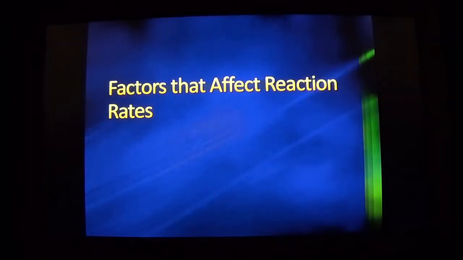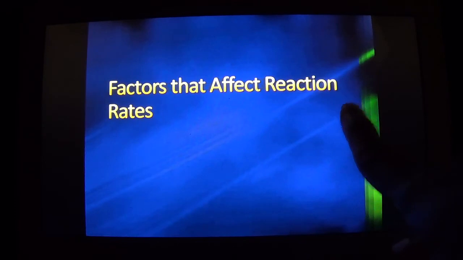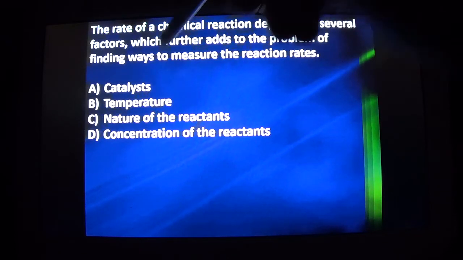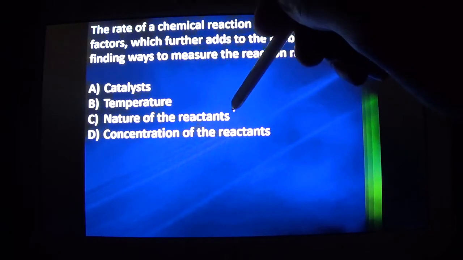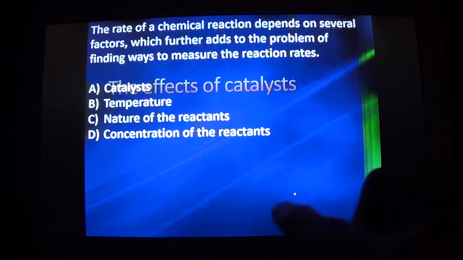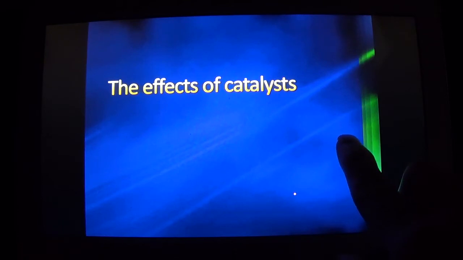All right, let's talk about factors that will affect reaction rates. We're not going to get into all 4 today, but there are 4 general things that can speed up or slow down a reaction: catalyst, temperature, the nature of the reactants, and the concentrations. We're going to talk today about the effect of catalysts on this rate.